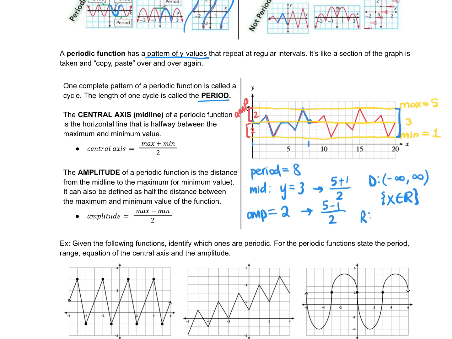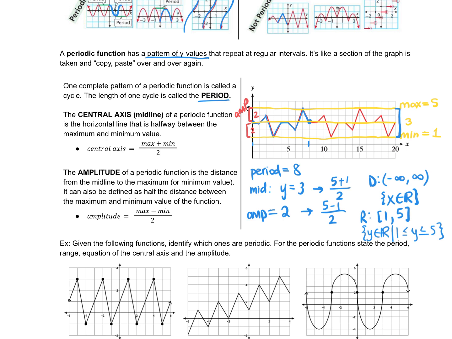For my range, because we have a minimum and a maximum, that really nicely covers our range. The lowest value we have is 1, the highest is 5. We include both of those values because there are points at those values. In the other notation, y is an element of all real numbers such that y is greater than or equal to 1, but less than or equal to 5.